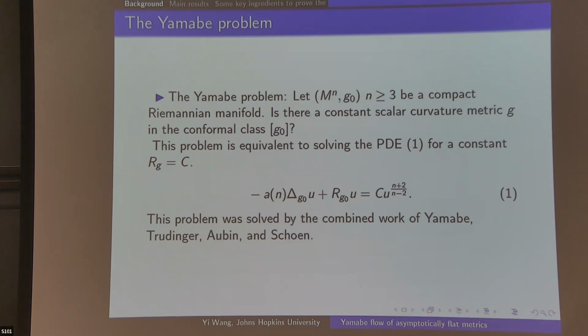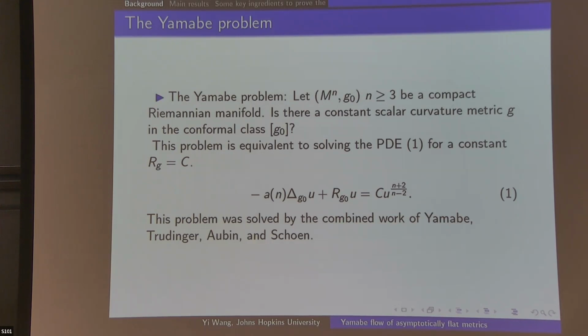All right, so the problem is equivalent to the following PDE problem. If you write everything in terms of the conformal factor, so g and g naught are conformal to each other, only up to a conformal factor, then you write down the equation for the scalar curvature of the new metric, and you want it to be a constant scalar curvature metric. So you just want to solve this equation 1 for the right-hand side to be a constant C.